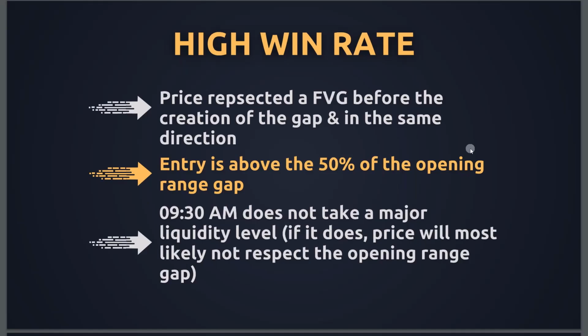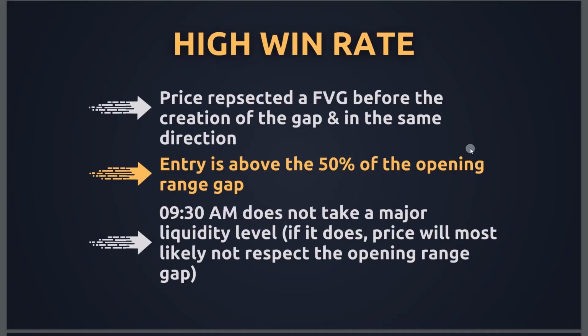Going over some tips to get even a higher win rate. First of all, if price respected a fair value gap before the creation of the opening range gap and in the same direction, this is a higher probability. Imagine that we had, same as the last example, a bearish fair value gap before price creating the opening range gap. It respected that bearish fair value gap, started going lower, and we opened with a very bearish opening range gap. This tells me that mostly this opening range gap would hold. Why? Because it's the same as a fair value gap created after a fair value gap. So we have two things supporting price to go lower.